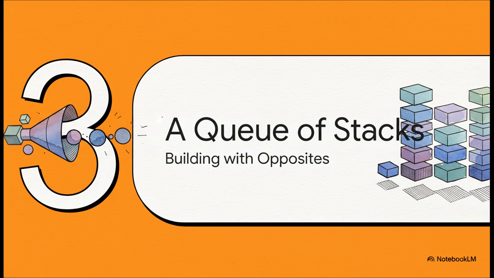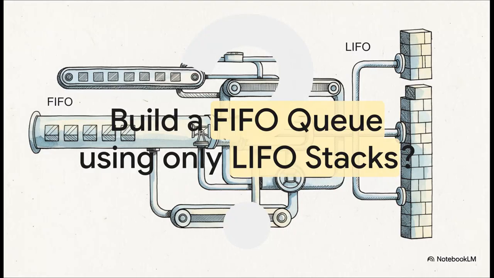This is the kind of thing that really tests whether you get queues. What if you had to build one, but you could only use its complete opposite? So here's the challenge. Can you implement a first-in, first-out queue using only last-in, first-out stacks? Now remember, a stack is like a pile of plates. The last one you put on is always the first one you take off. So how in the world can we flip that behavior on its head to make it act like a queue?